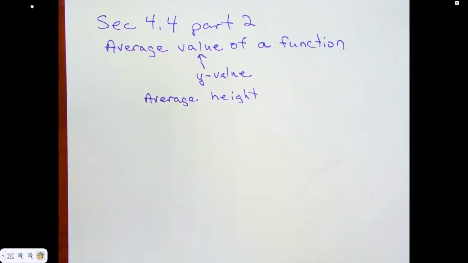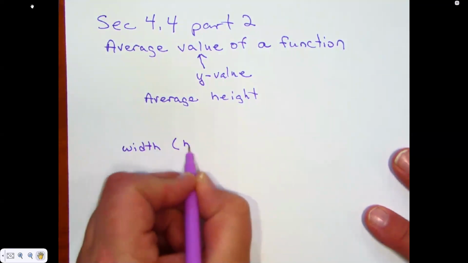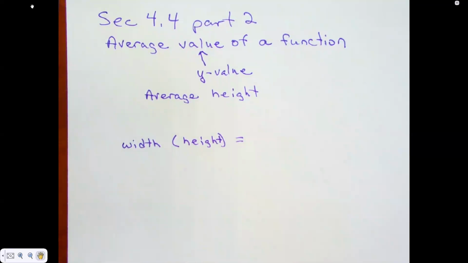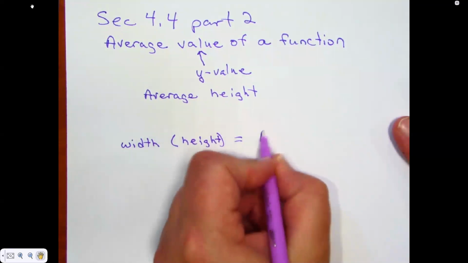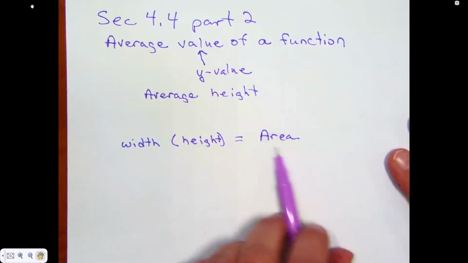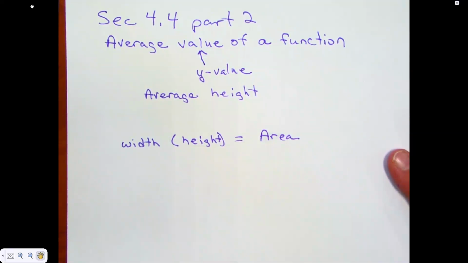But the average value is just going to come from width times height. Width times height equals, what's that formula? Base times height, length times width, width times height. That's the area of a rectangle. Okay, this is how we're going to find the area. So let's plug in what we know. We know that the area, and I'll show you in the picture how the area turns out to be a rectangle.